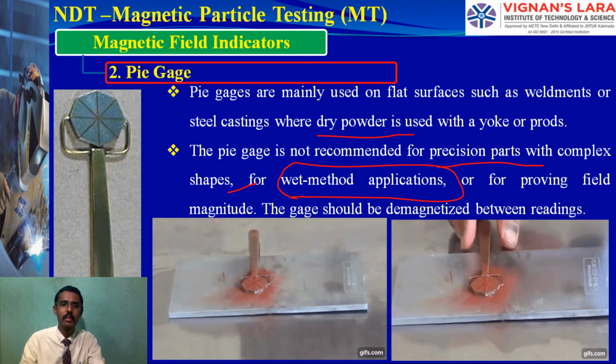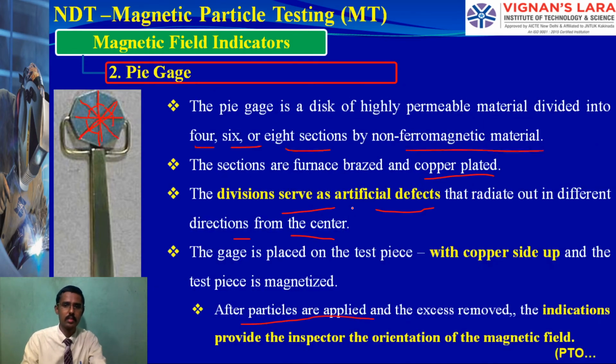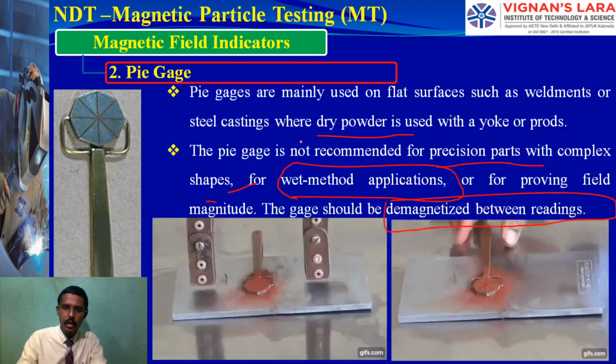Or for providing a field magnitude. The gauge should be demagnetized every time. Somehow we are trying to demagnetize these things also. So that is how the pi gauges are used.